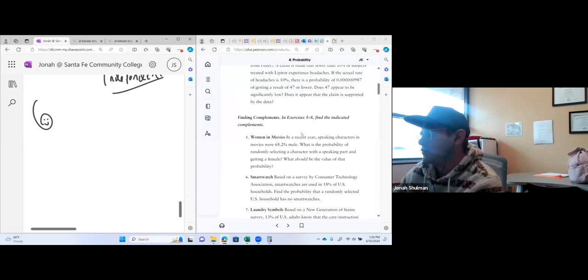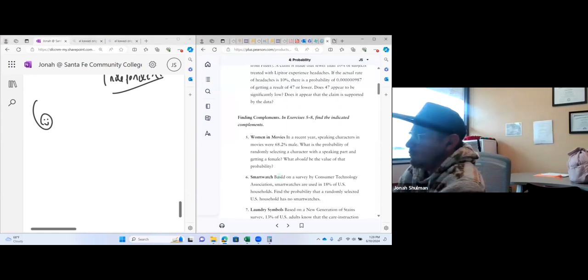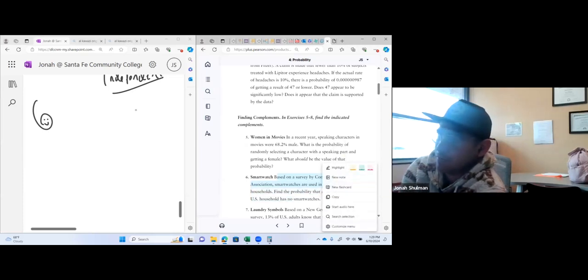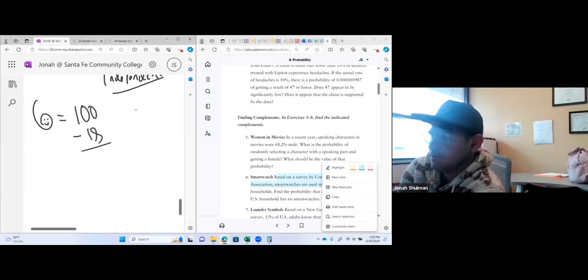All right, in exercises 5 through 8, find the complements. So that's the other side. Based on a survey by Consumer Technology Association, smartwatches are used in 18% of US households. Has no smartwatch. So if 18% is this, what's the opposite of 18%? The complement is the other side. 100 minus 18. We make that a 9, we make that a 10. It's going to be how much? 82% don't.